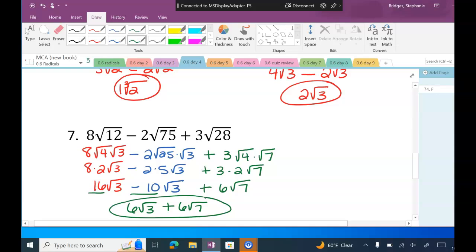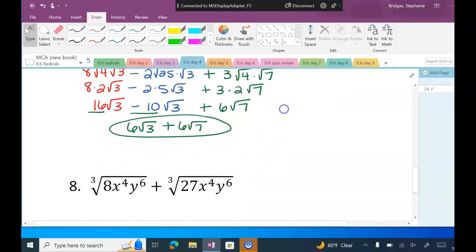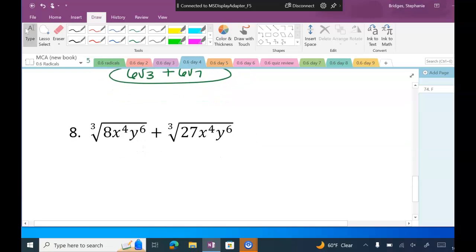All right, we're going to continue to do the same thing, but we're going to throw some variables in now. Because it changes just a little bit with variables, we have to be more careful with what we're doing. So if you will take a minute, write number 8 down. We'll do this one together.